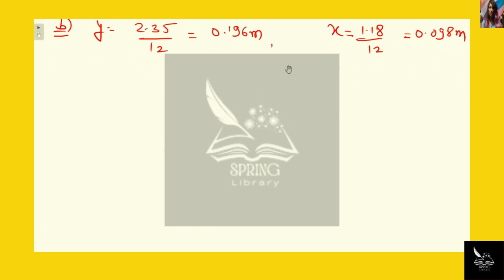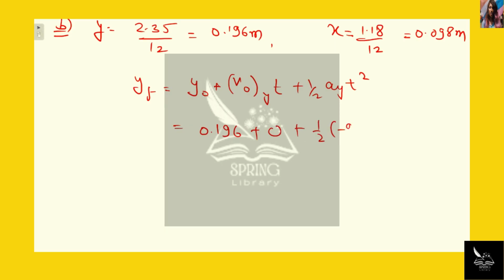Similarly, I'm going to use the y component: yf equals y0 plus v0y times t plus half ay t squared. From here we again find the time taken. In this case, 0 equals 0.196 plus 0, since there is no velocity in the vertical direction, plus half of minus 9.8 times t squared. From here t comes out to be 0.199 seconds.